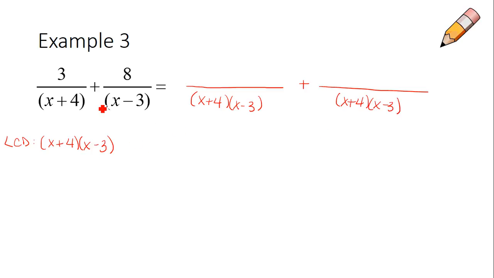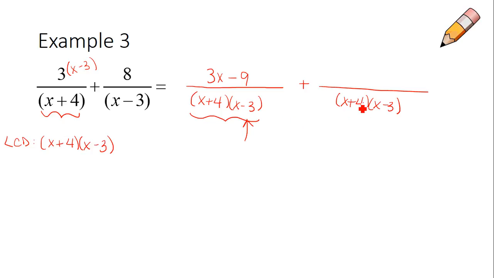So notice how I changed the first fraction from just x plus 4 to now x plus 4 and x minus 3. So I totally put this other x minus 3 there. That means I have to change the top of that fraction by that same thing. So it becomes 3x minus 9.